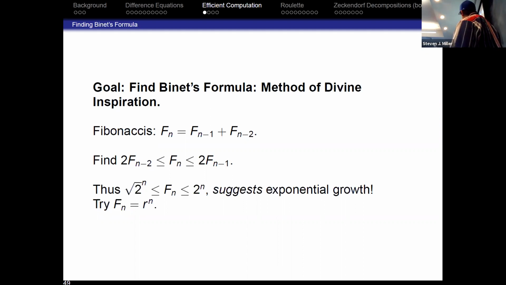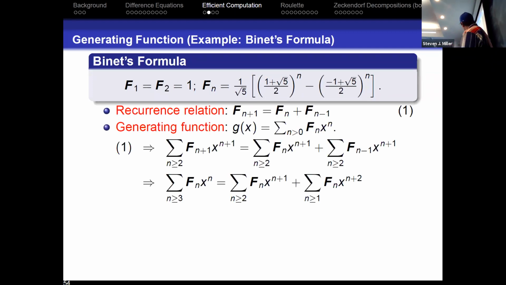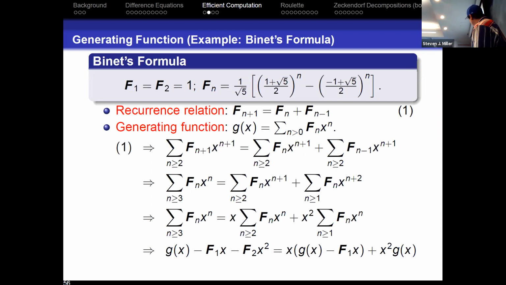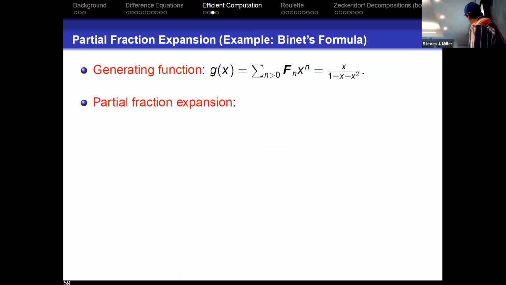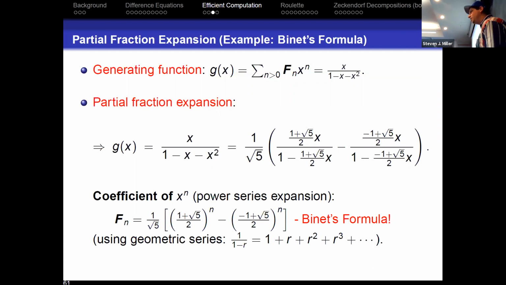So it's not unreasonable to try F_n equals r to the n. And this is how you solve a lot of difference equations. You guess by divine inspiration, and then you show your guess works. So we'll try F_n equals r to the n. All right. This is going through the slides using the generating functions. Since we talked about those, I'm not going to actually go through this again. This does the algebra, partial fraction expansion if you love, the geometric series for each one. This is another way to get to Binet's formula.